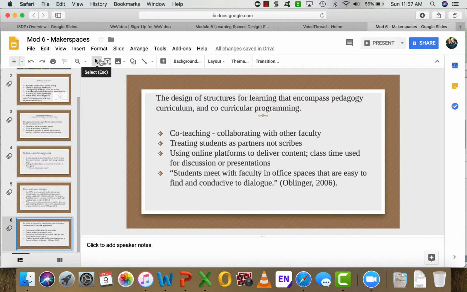I was surprised how much of this unit related back to me, because when we started talking about makerspaces, I just thought this wasn't really going to have much to do with my classroom, but I was really surprised and I really enjoyed learning about it.